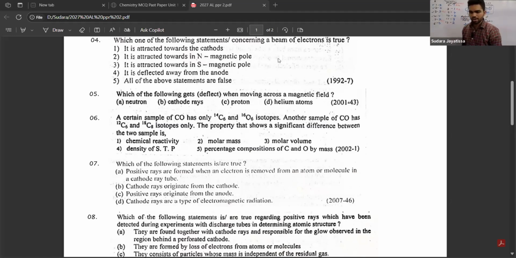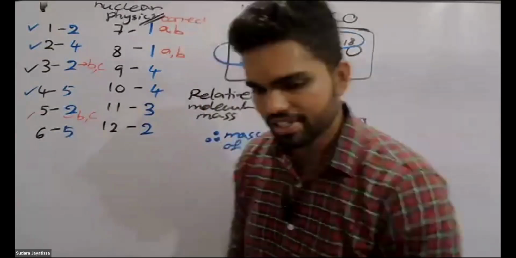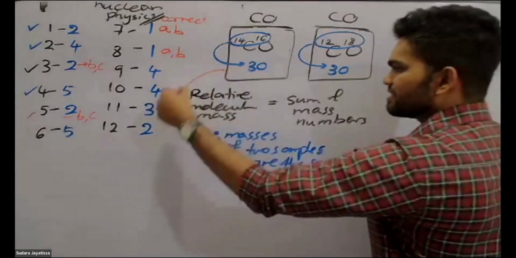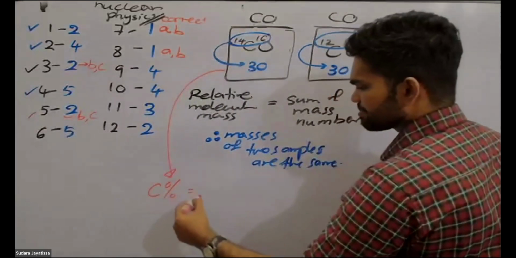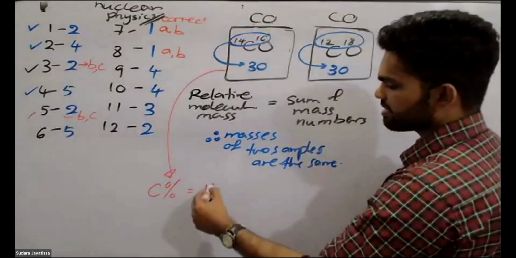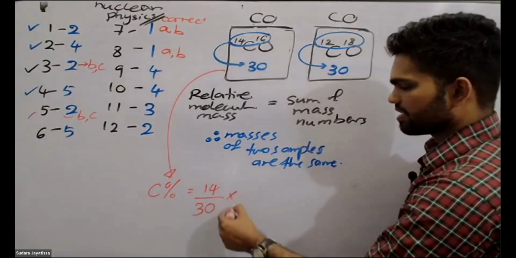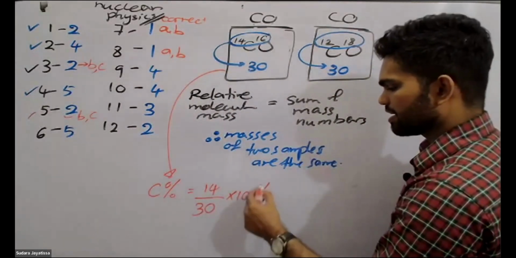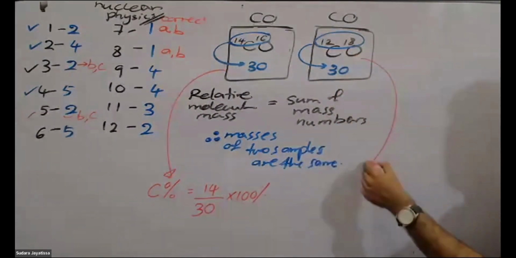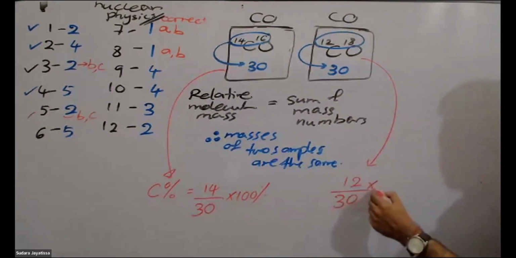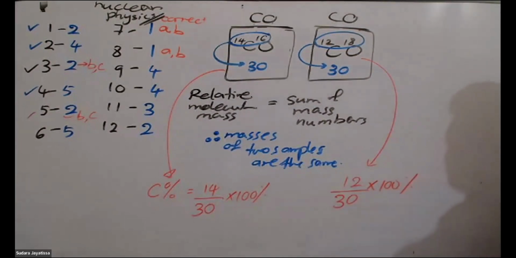So I'm going to show you how to find the carbon and oxygen percentages. We will only check the carbon percentage. Let's take this sample. What is the carbon percentage? Here we have C-14 isotopes and the total mass is 30. It's 14 by 30 into 100%. In this sample, you have 12 carbon atoms and the total is 30, so 12 by 30 into 100%. Now you can see their carbon percentages will be different.